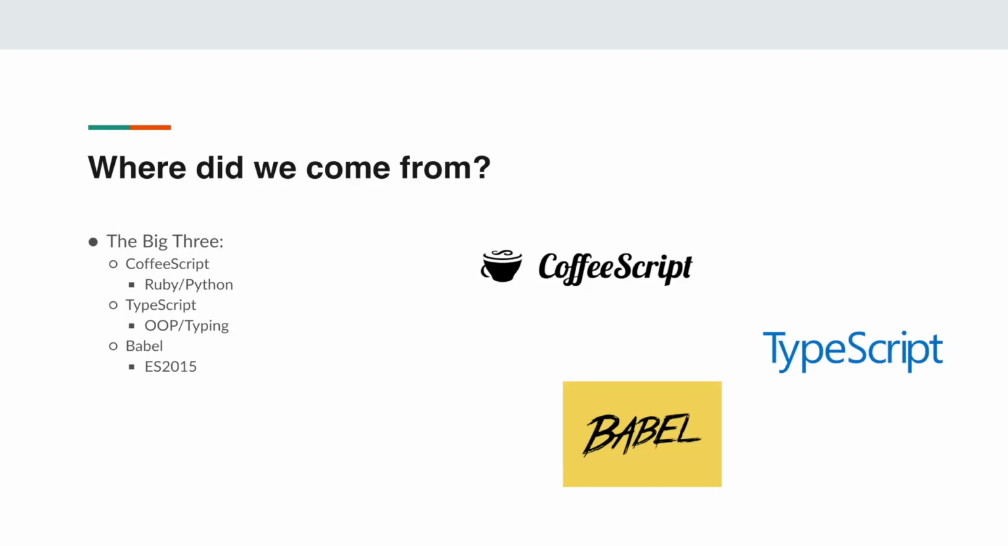So where did we come from? When we talk about transpilation, there are 3 that come to mind almost immediately. And they've been in the play space for a little bit already. CoffeeScript, TypeScript, and Babel.